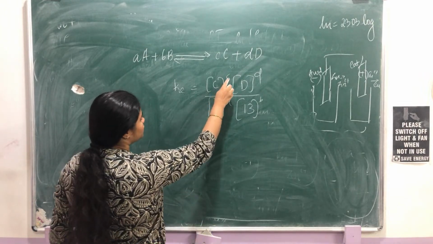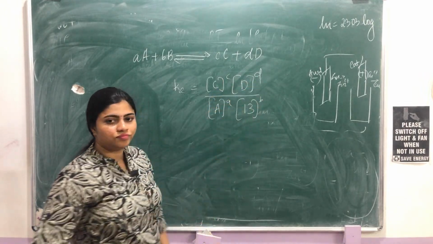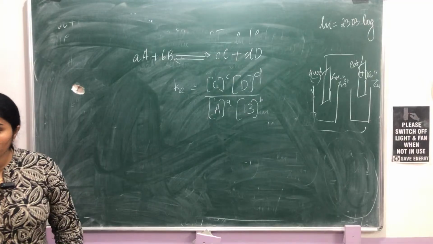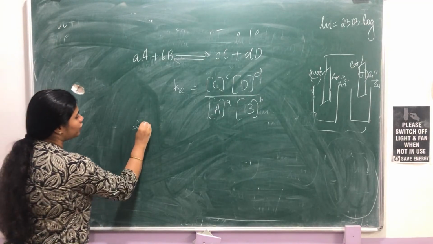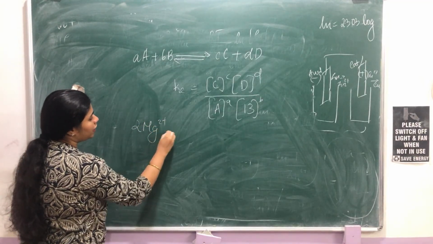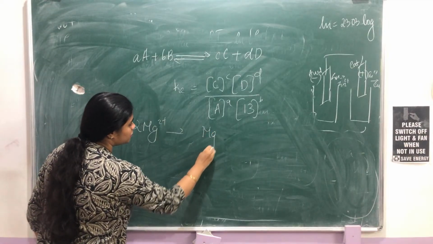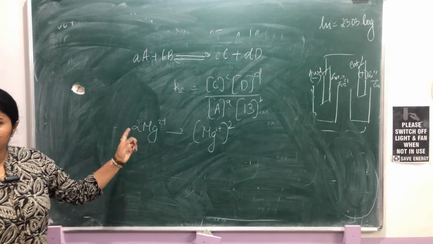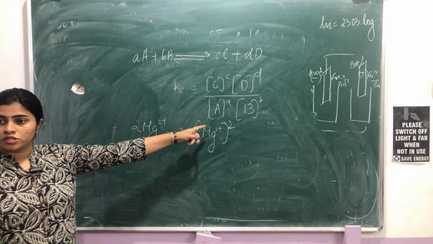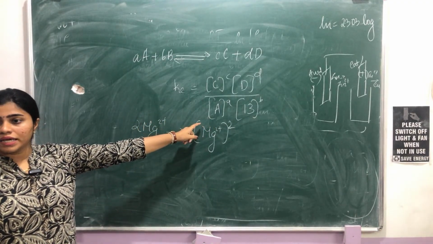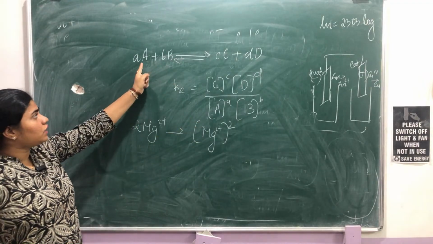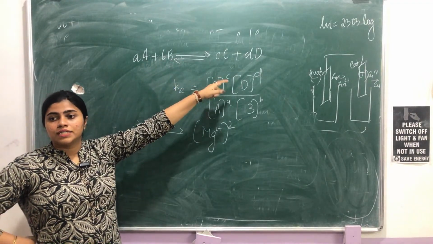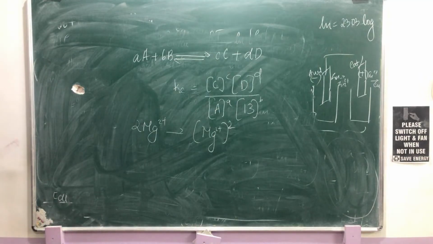Now what are these c, d, a, b? Stoichiometric coefficients. Imagine you are having 2 Mg2+. When I write it, I'll write it as [Mg2+] squared. Yes, that 2 will go and become the square. Is it clear? Yes. So write down this reaction quickly: aA plus bB gives cC plus dD.